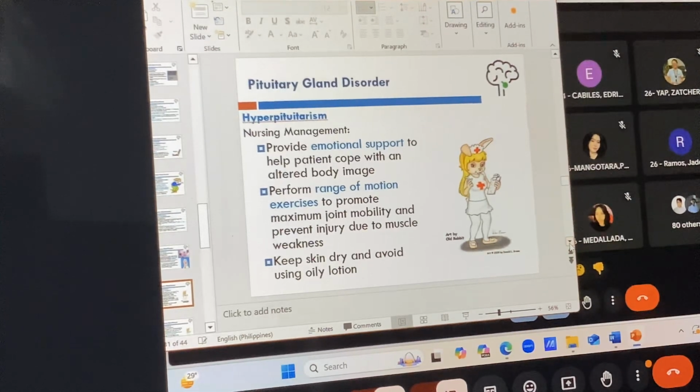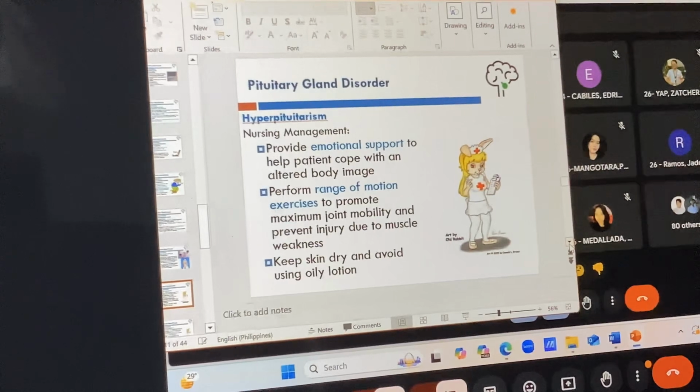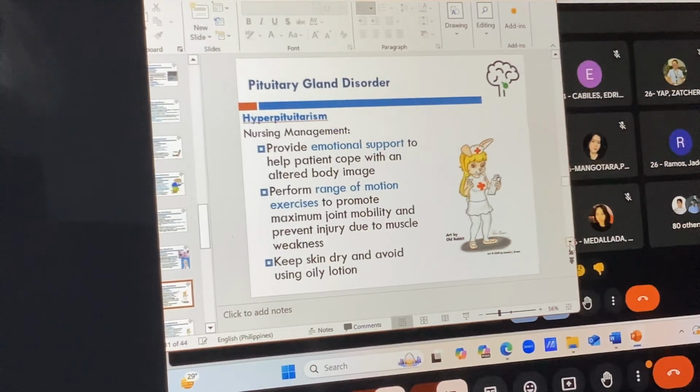Okay? Now, we need to perform a range of motion exercises because we need to promote a maximum joint mobility and to prevent an injury due to a muscle weakness. So, if the patient is able to do the exercise, let the patient have an active exercise done. Pero pag hindi pwede, so that the nurse has to do the exercise. So you will do your passive exercise. Kayo ang mag-exercise para sa patient.